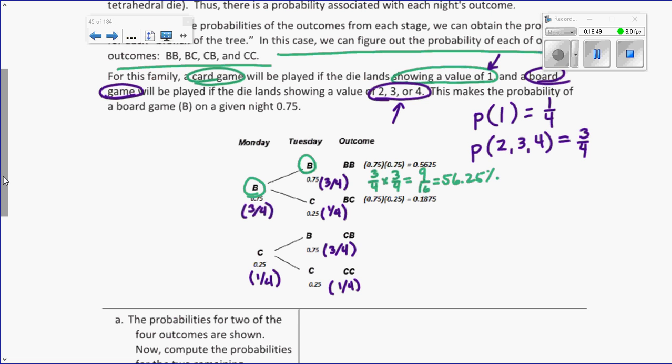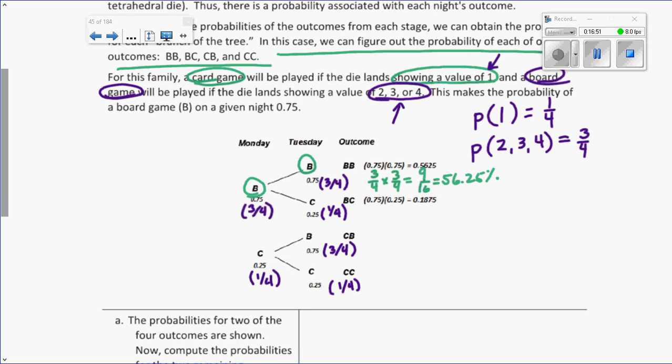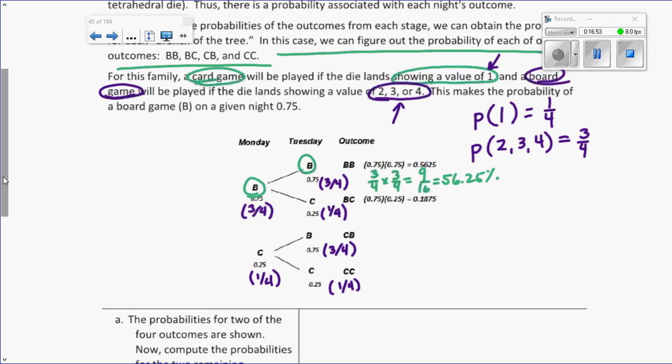Now, for the next one, we've got BC. So what's the probability that we would have a board game and then a card game? Well, it would be 3/4 times 1/4, which is 0.1875. It's already written in there. And to leave it as a fraction, it's going to be 3 out of 16, which is an 18.75% chance.